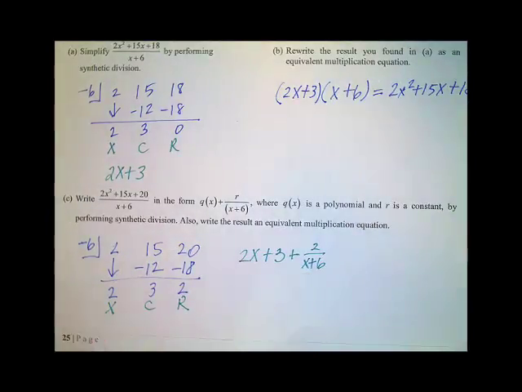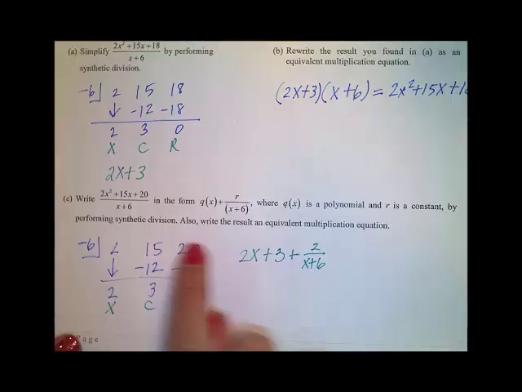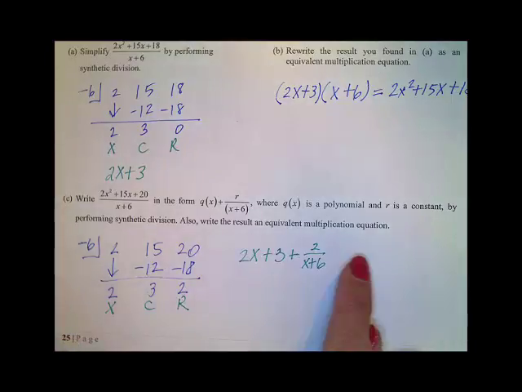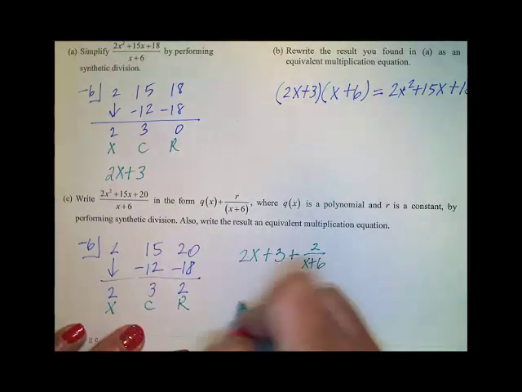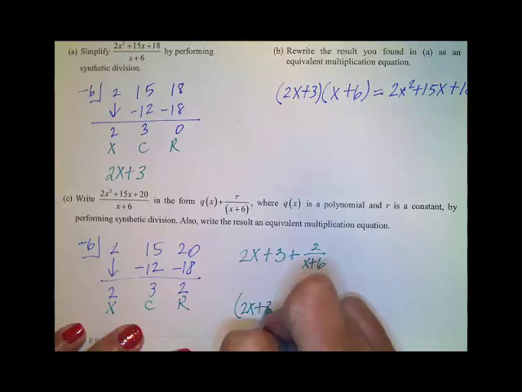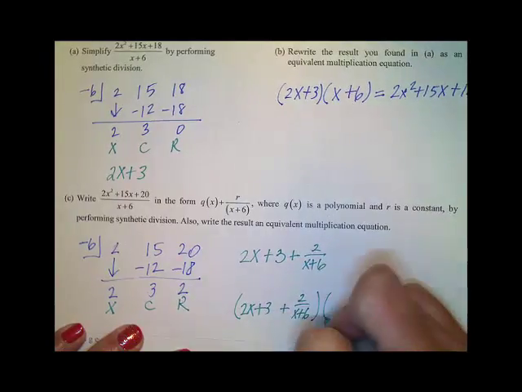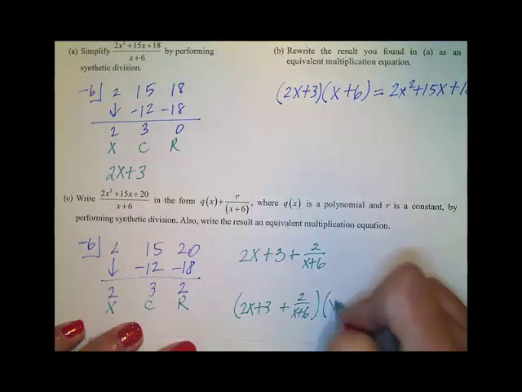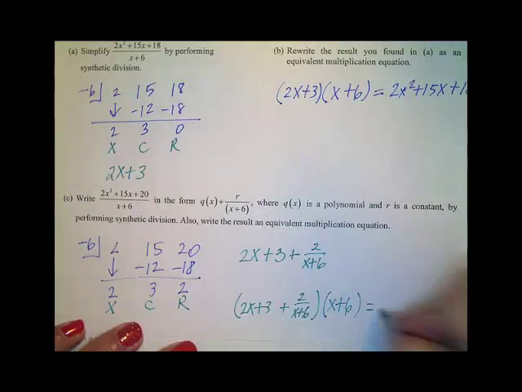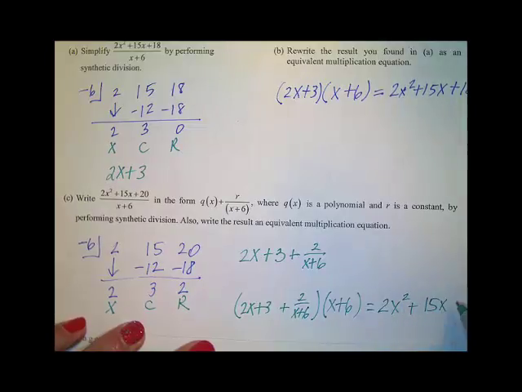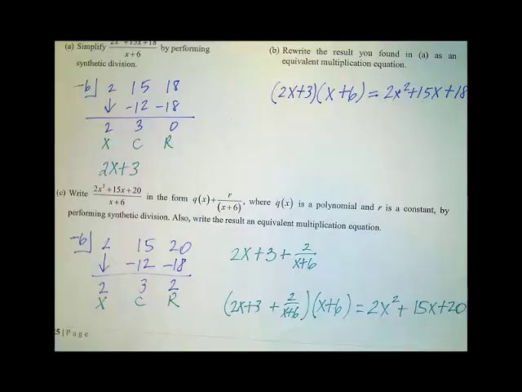Okay? It tells me to also write it as an equivalent multiplication problem. So if I take my answer, 2x plus 3 plus 2 over x plus 6, and I multiply it by what I divided by, it should equal what's on top, 2x squared plus 15x plus 20. And maybe if you don't see how that happens, ask me in class and let's do it together. Okay?